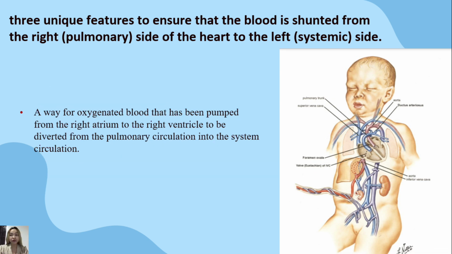The third feature of fetal circulation is a way for oxygenated blood that has been pumped from the right atrium to the right ventricle to be diverted from the pulmonary circulation into the systemic circulation.